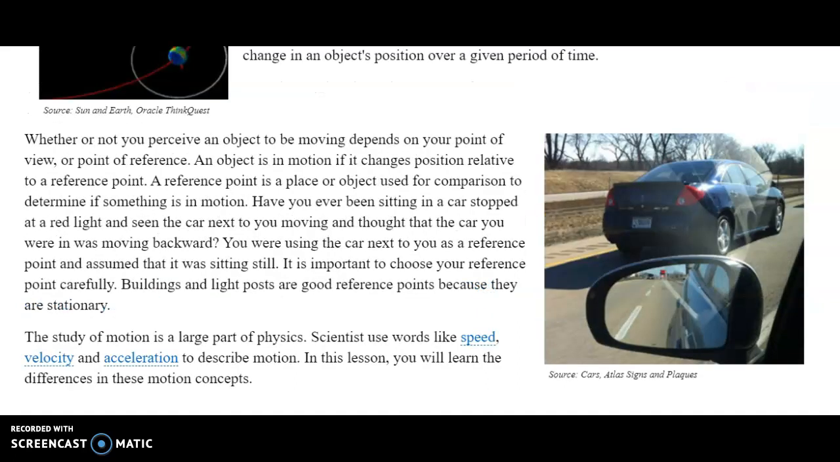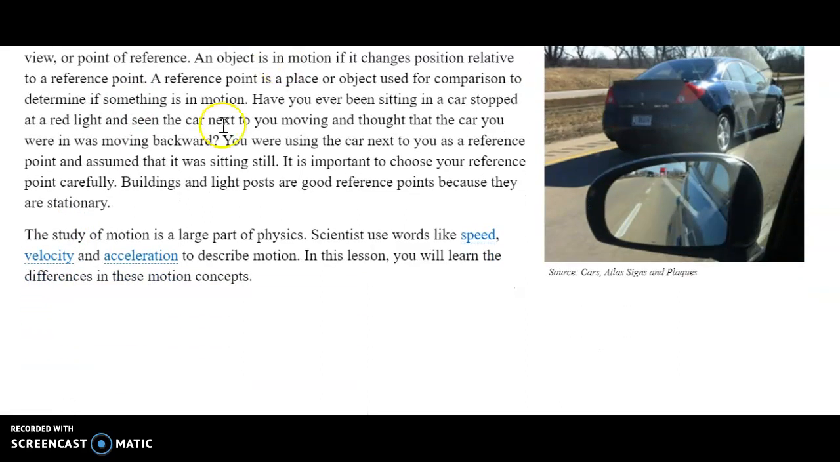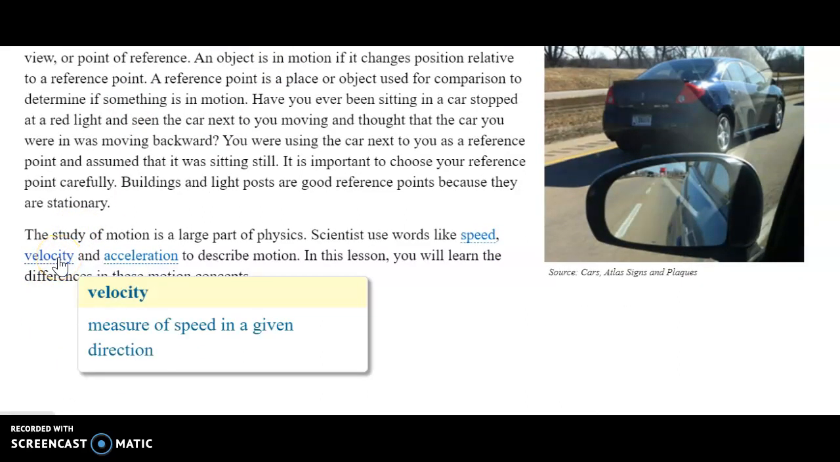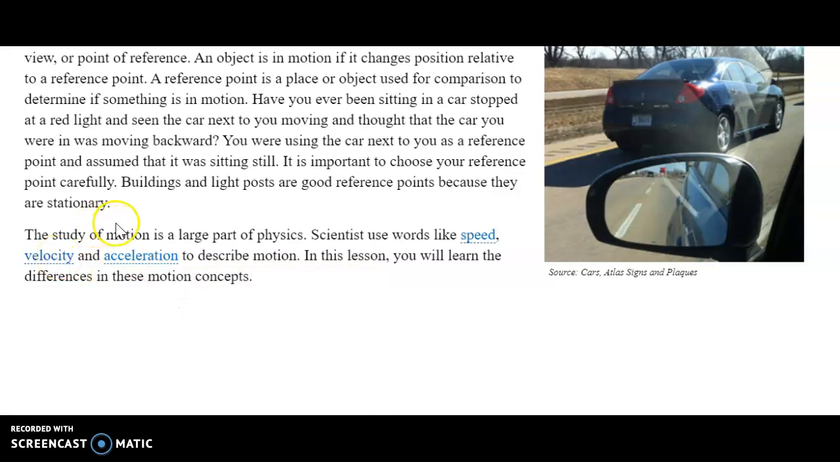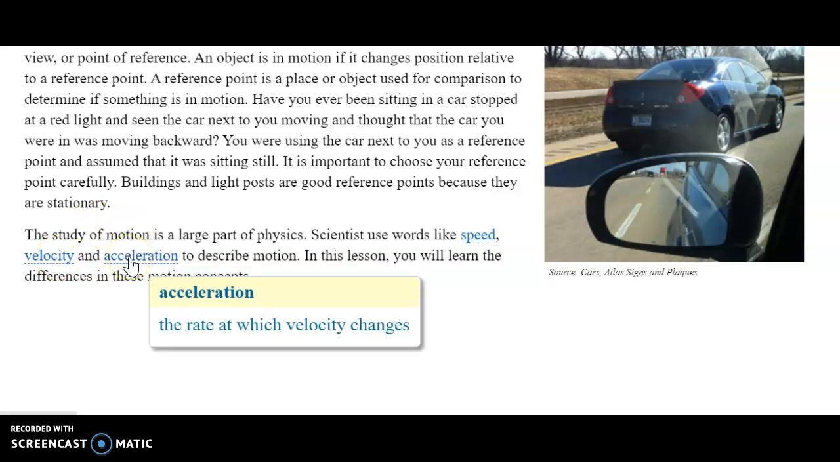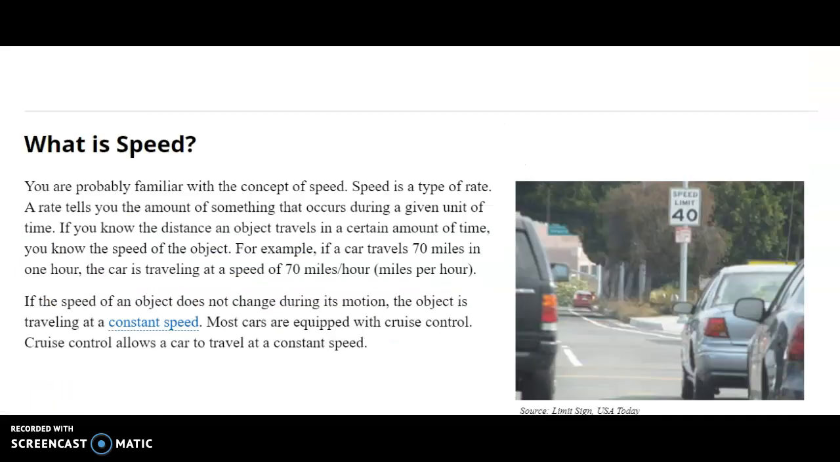If you look in your document, you are going to see that it is going to ask you to define some of the terms. Any terms in blue, you can hover over and it will give you the definition. For example, velocity is defined as the measure of speed in a given direction, while acceleration is defined as the rate at which velocity changes.